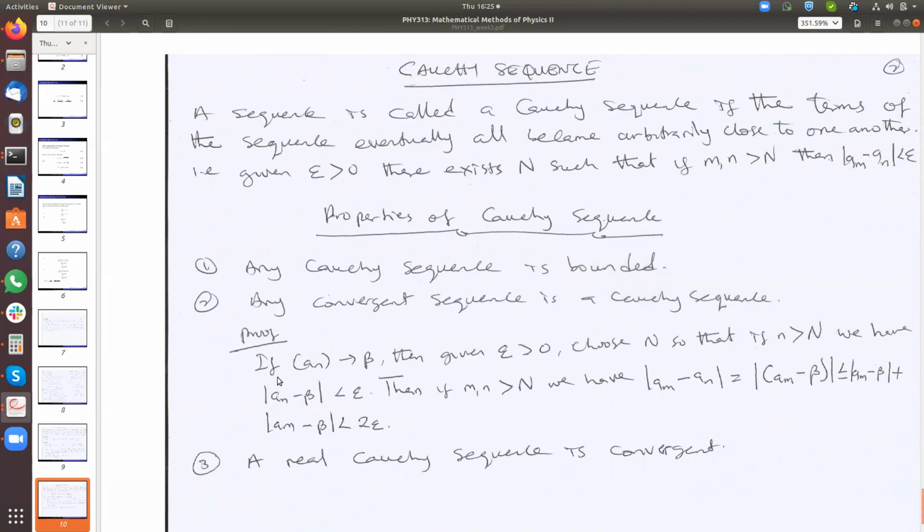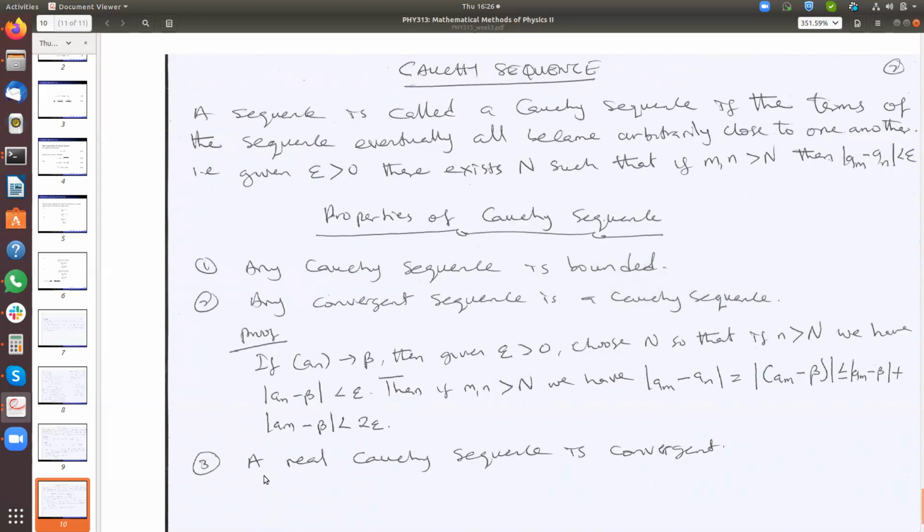Now let's look at the proof. Say if a of n tends to b, then given that epsilon is greater than 0, like you have here, choose N so that if n is greater than capital N, we have this equation here. Then for m, n, we have the modulus of am minus an, which is less than the modulus of am minus b plus the modulus of an minus b, less than epsilon. You can see that we have introduced two of these. So that leads us to this. This is a proof that a convergent sequence is a Cauchy sequence.